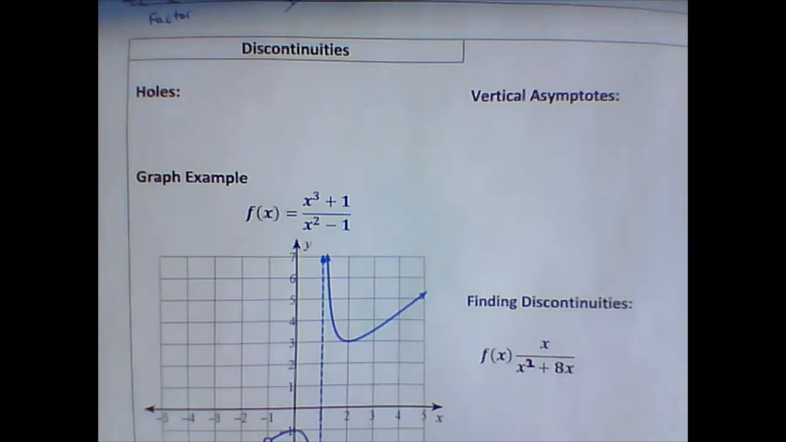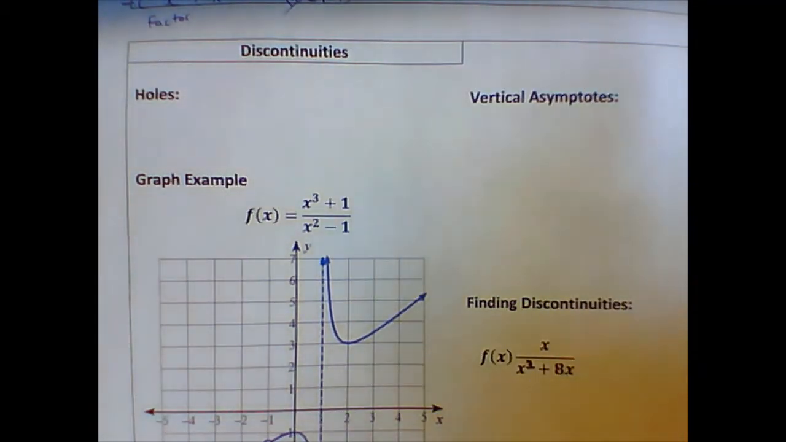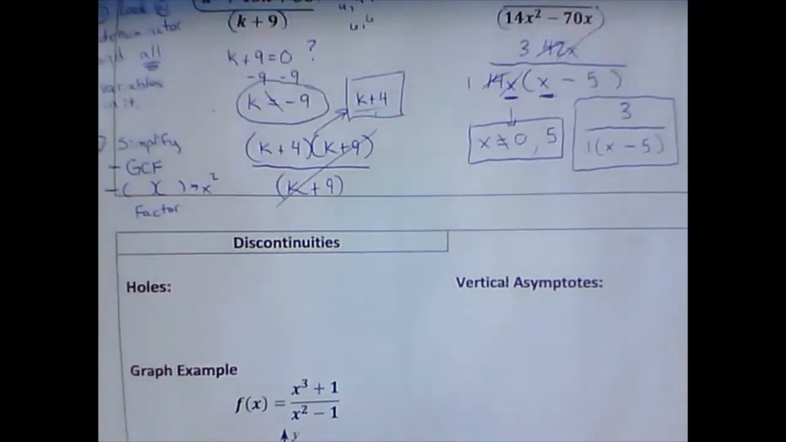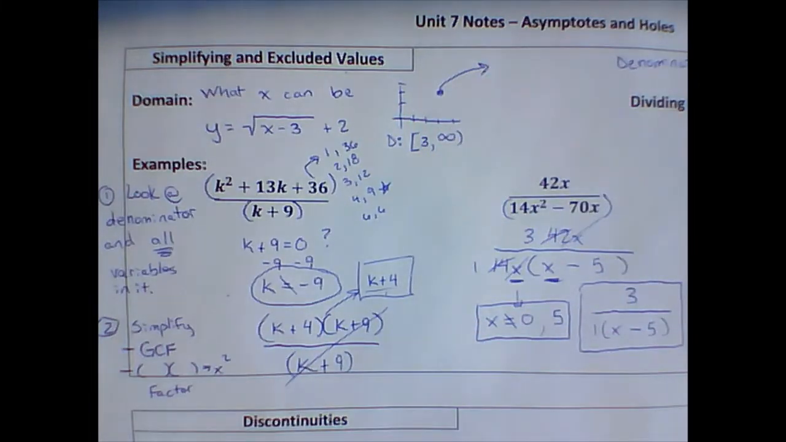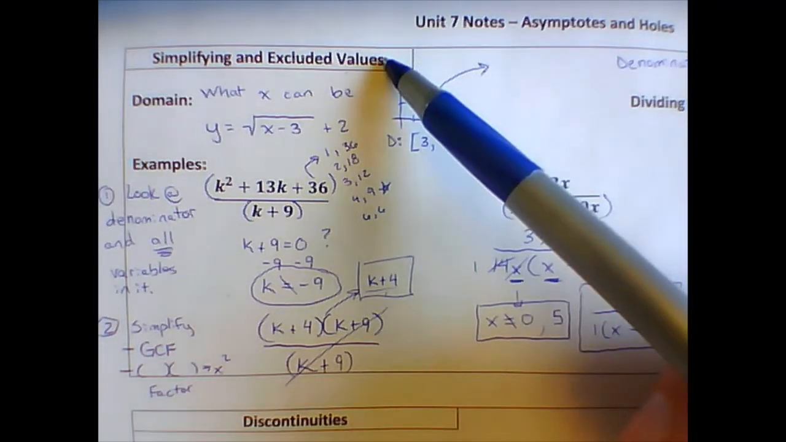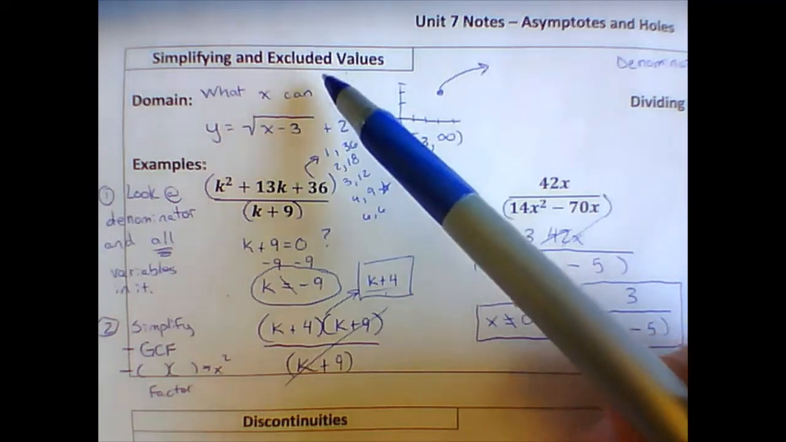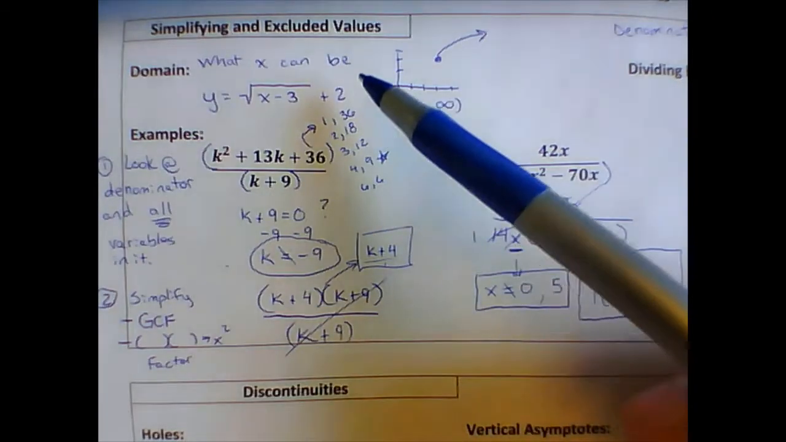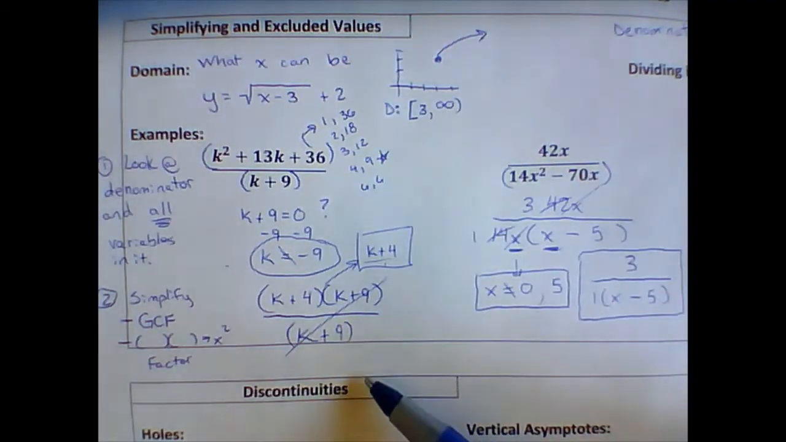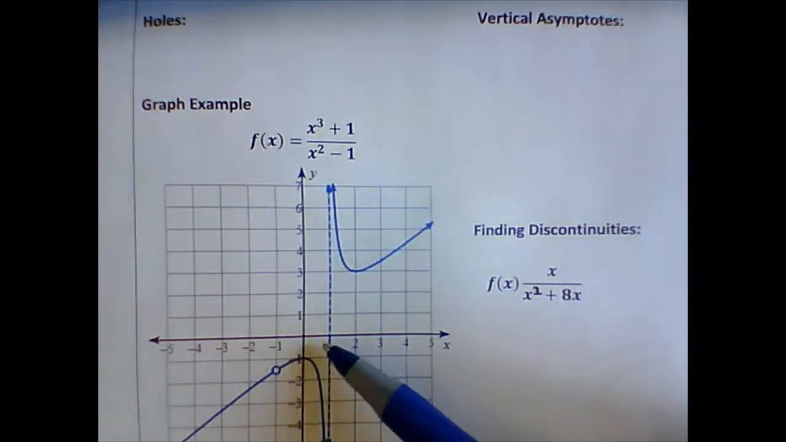Okay, we are now on to discontinuities. Funny thing about discontinuities, they are basically the same thing as excluded values. Okay, so if it is asking on your worksheet to find excluded values, it's asking you to find discontinuities. The reason there's two names, though, is excluded values are kind of trying to steer you to thinking about domain. Okay, discontinuities are steering you to think about what does that look like on a graph.